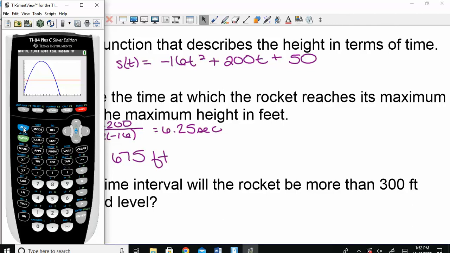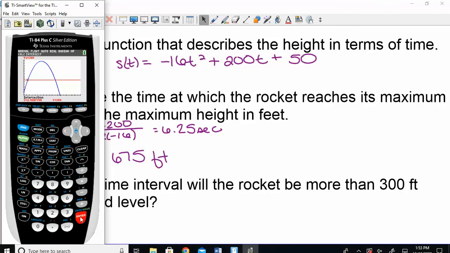So then how do we find the actual points? Second, trace, intersect, number 5. First curve, just hit enter. Second curve, just hit enter. Yes, ma'am. I still can't see my graph. Okay. Go to window.